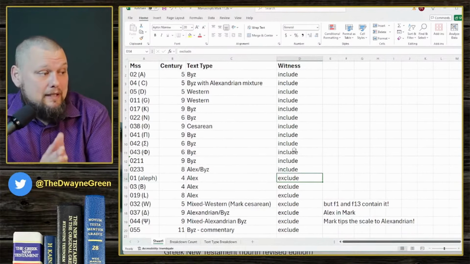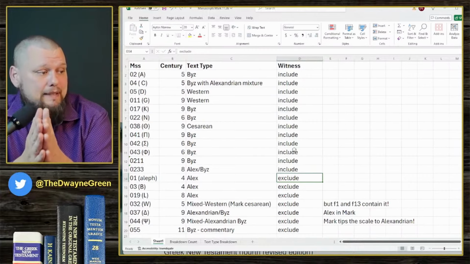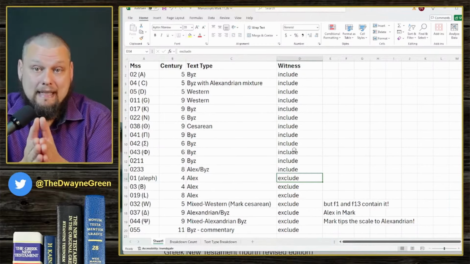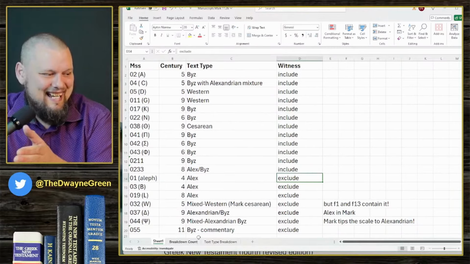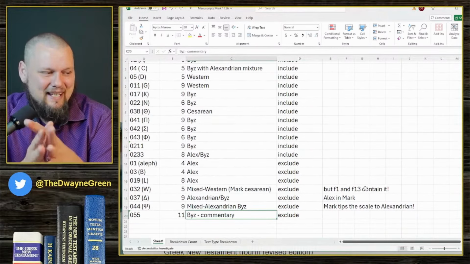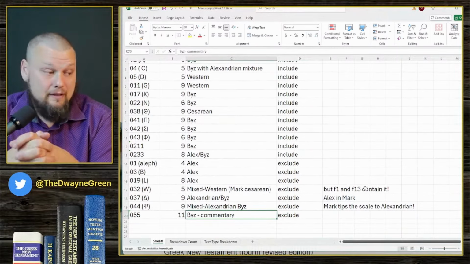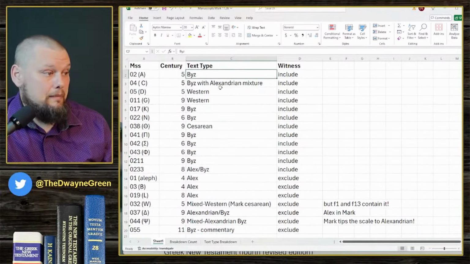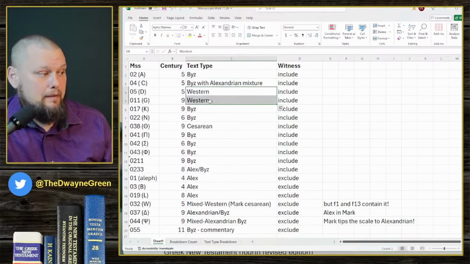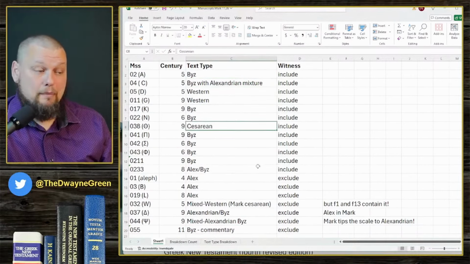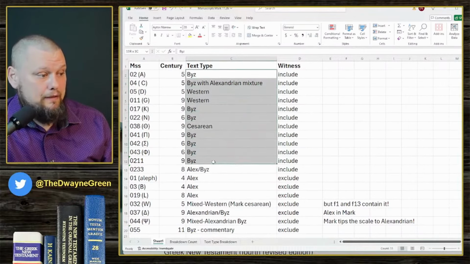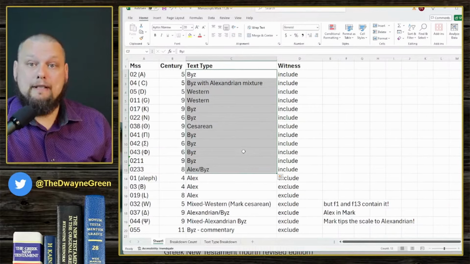Anyway, what we have is basically 12 uncial manuscripts pre-9th century that include the verse, and 6 uncial manuscripts pre-11th century that exclude the verse. Okay, and I copied down all of their text types. So we have representatives from the Byzantine text type, some with mixture from the Western text type. We have one from the Caesarean text type. So with the inclusion of the verse, we have a representative from every single text type.